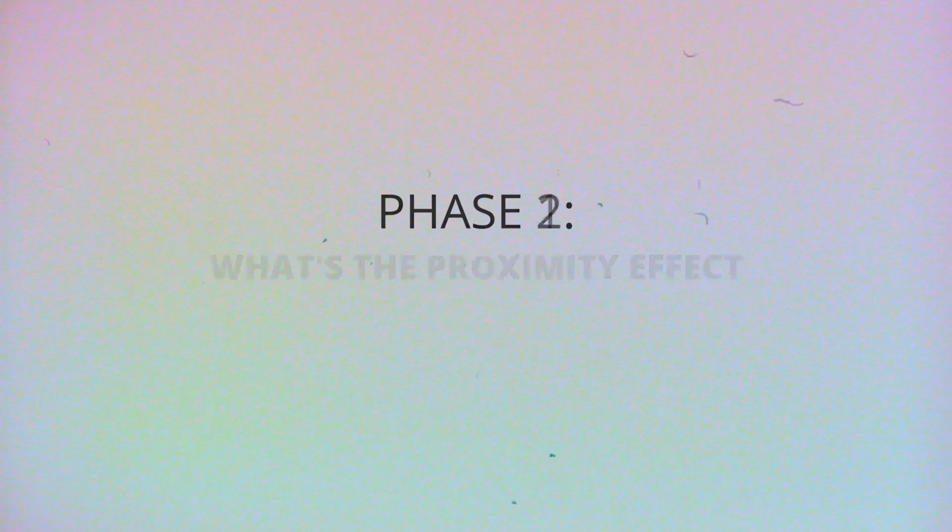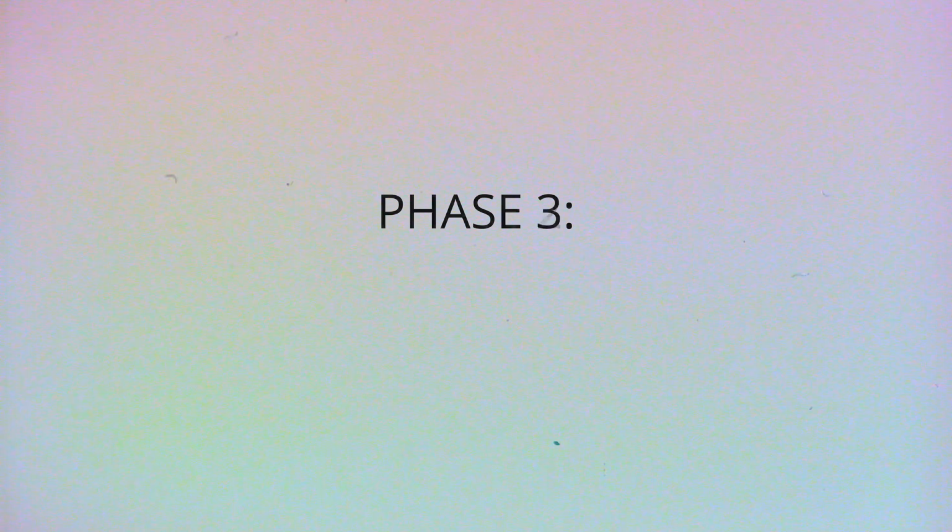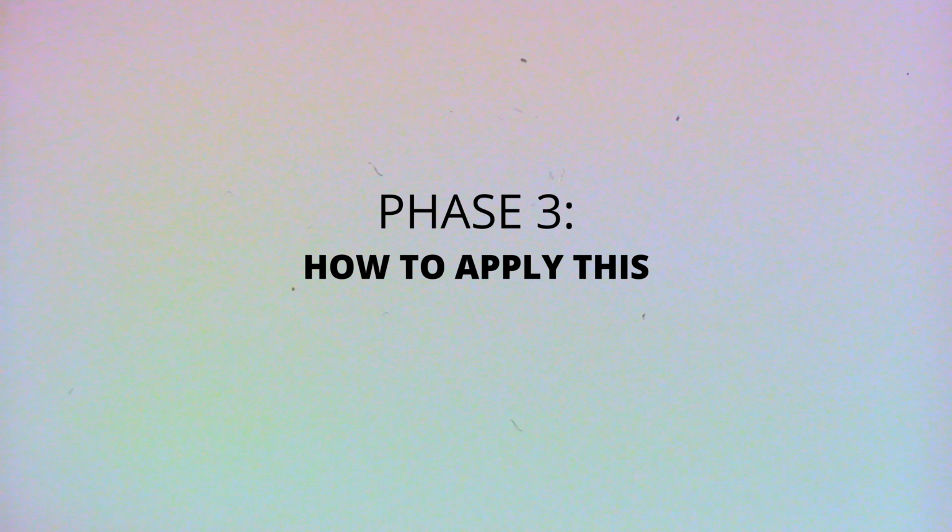The reason why there's two different emotions that are created is because of what I like to call the proximity effect. In this video, I'm going to break down the proximity effect into three different phases. The first being, what is the proximity effect? The second, what are some key things that you need to be aware of when creating this effect? And the third, how you can apply this to your photos so that you can create better images.